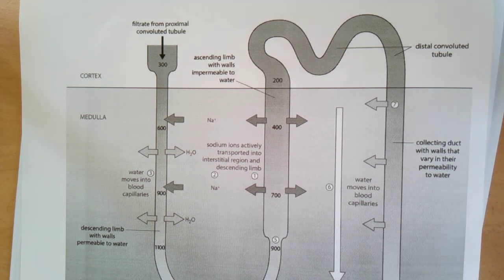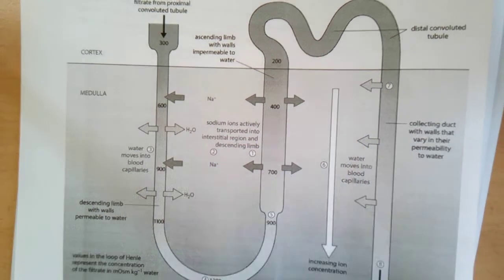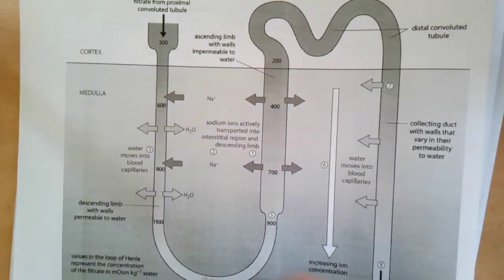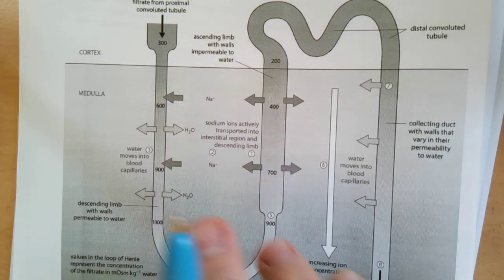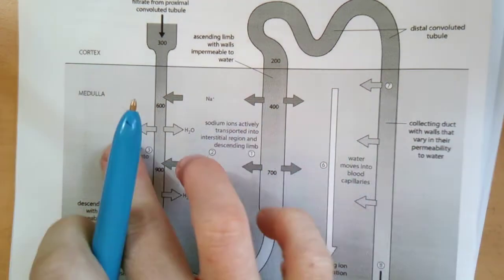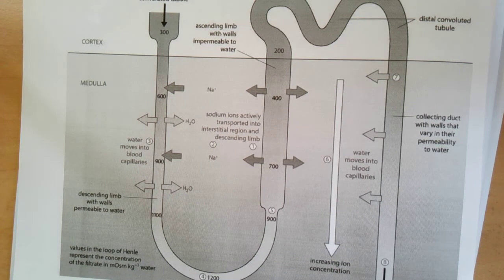So the first thing is the name given to the space between the different parts of these areas in the nephron is the interstitial space, and in the interstitial space will be tissue fluid, and that's important because that's where the water will be moved into before it enters the blood.